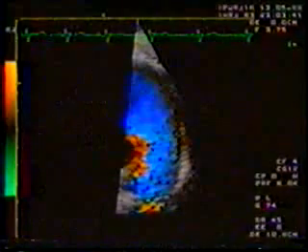This demonstrates the color flow examination. In real time, note the laminar flow in the right ventricular outflow tract and slight degree of pulmonic regurgitation.